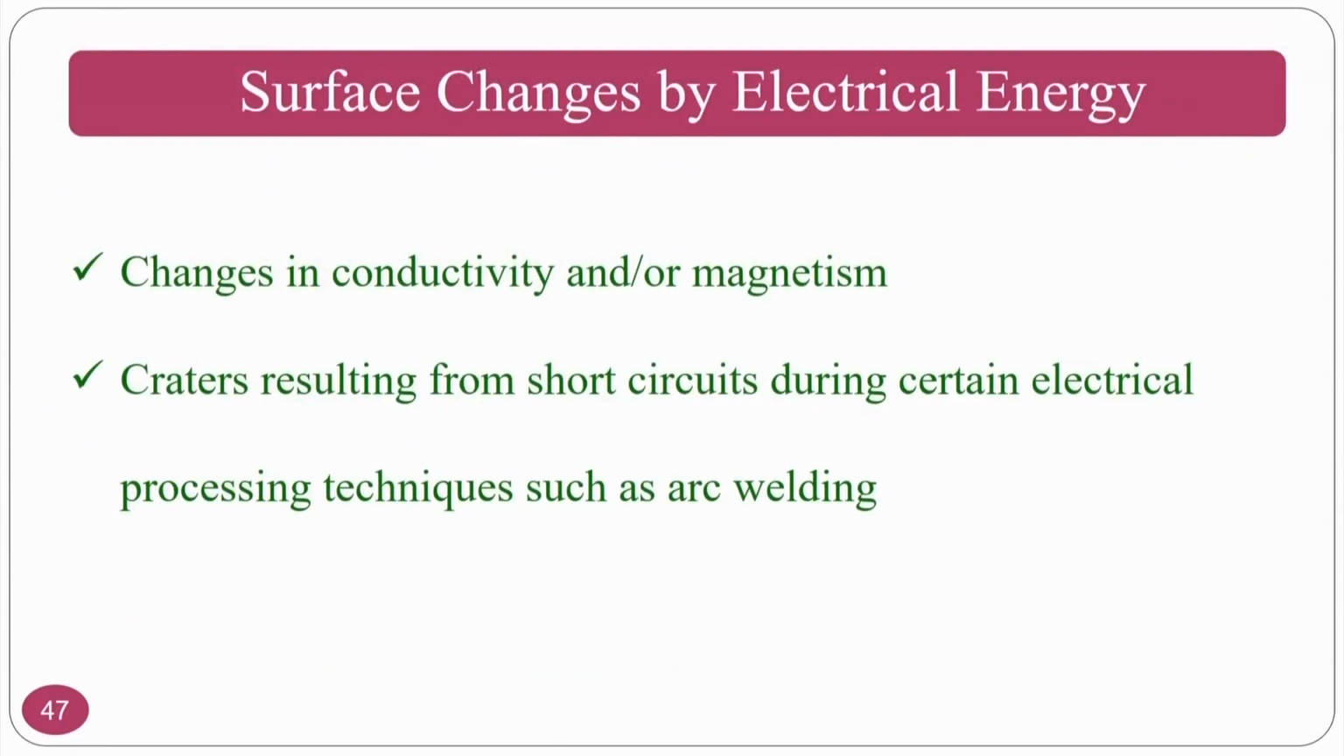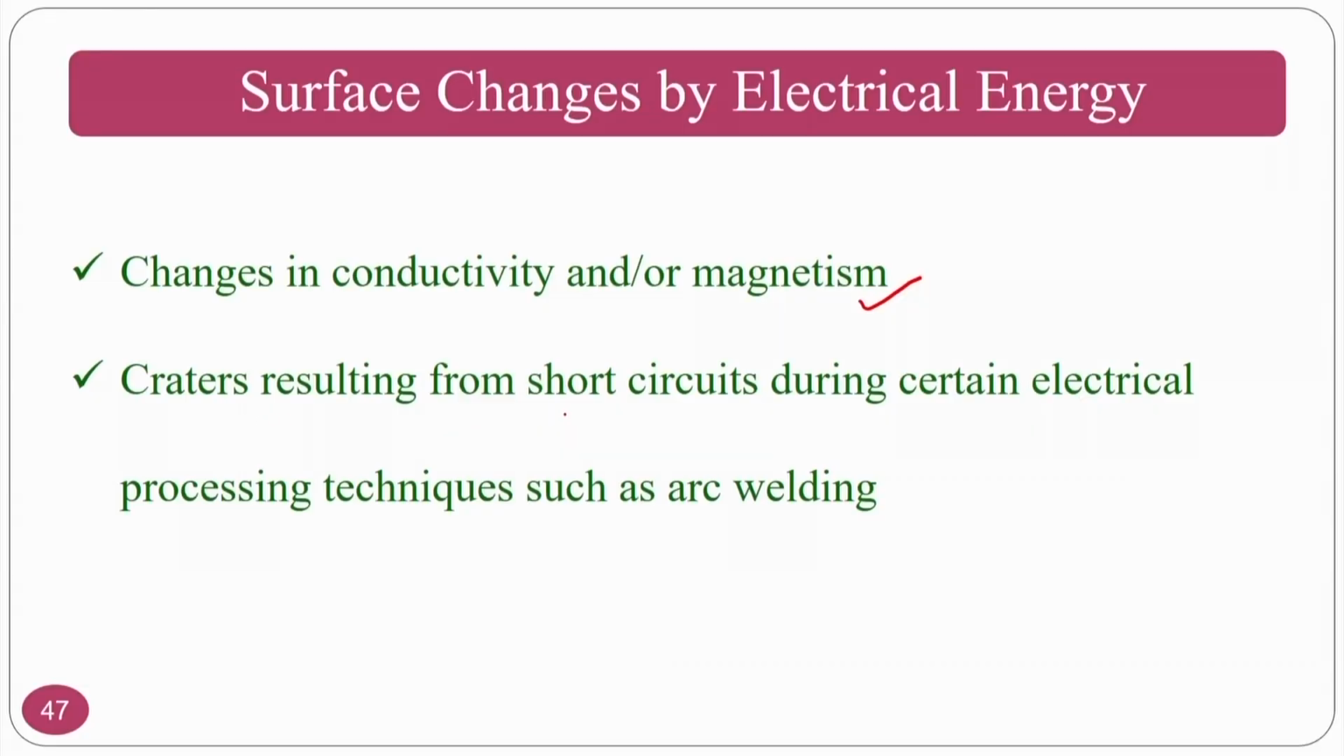By electrical energy, there are changes in the conductivity or the magnetism. Whenever you do a certain process, if there is a conductivity variation, assume that in a particular process you have less conductivity because of the voids. Here the voids are reduced, so you can increase the conductivity. Craters result from short circuits during certain electrical process techniques such as welding and other things.